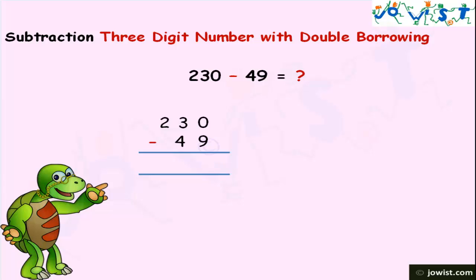First, we will subtract 9 from 0. As 0 is smaller than 9, 9 cannot be subtracted from 0. So what can we do? We can borrow. We can borrow from the immediate left. We will borrow from the digit in the tens place.